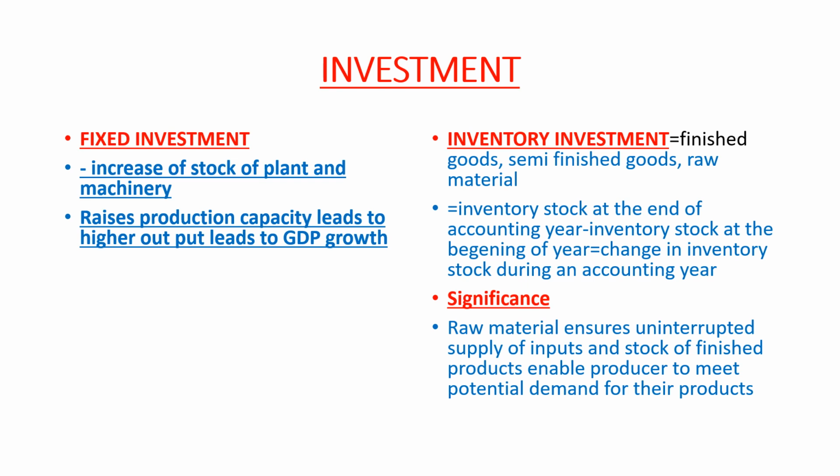Now, like raw material and finished products which are available at the end of the year. Now importance. If raw materials are available, then producer can produce its goods uninterruptedly. He will not have to face problems of day-to-day purchase of inputs or problem of price rise or price fall, etc. And if finished goods are available, then it is possible for him to meet demand of consumers.